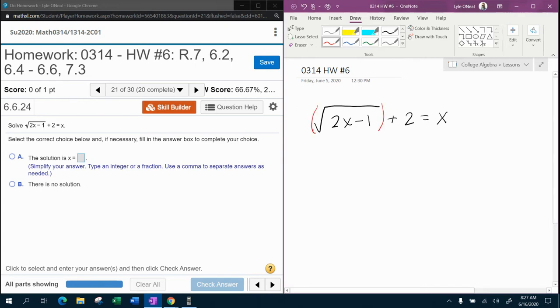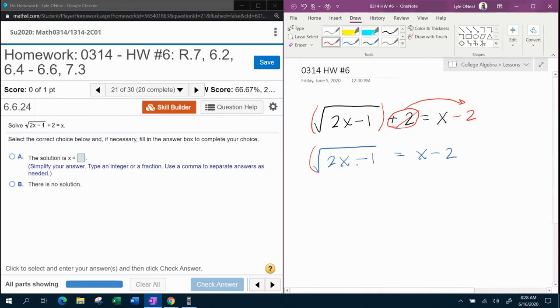You can see we have the square root of 2x minus 1. Notice we also have a plus 2 on this side. And so the first step that we're going to have to do is get this square root isolated. And that means we're going to need to move the plus 2 over. That'll make it a minus 2. And then we're going to have the square root of 2x minus 1 equals x minus 2.